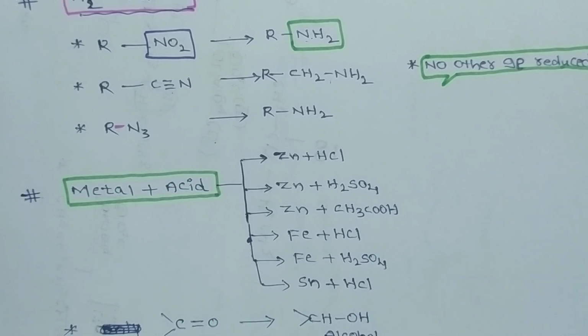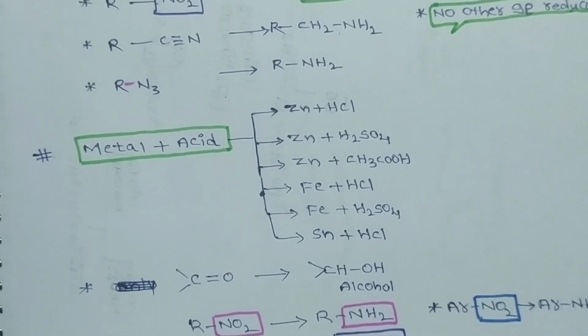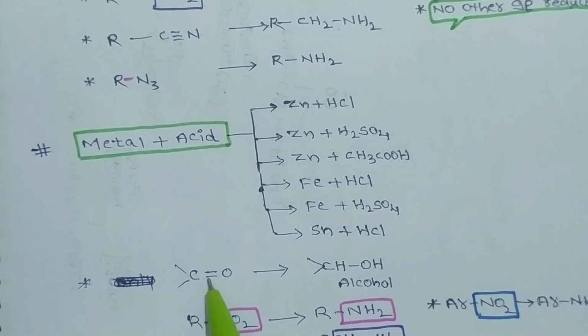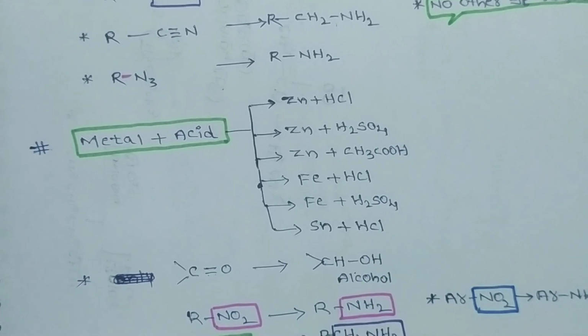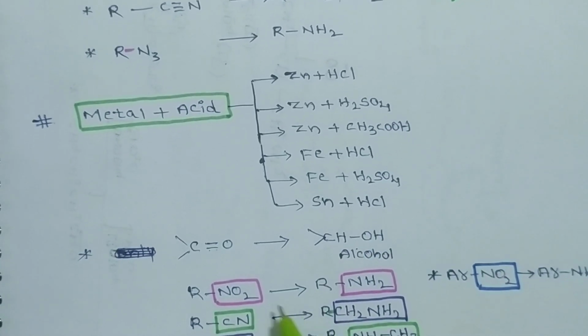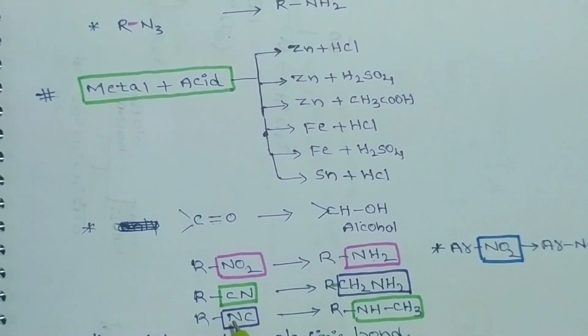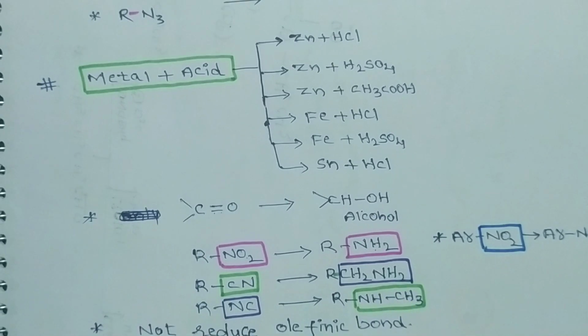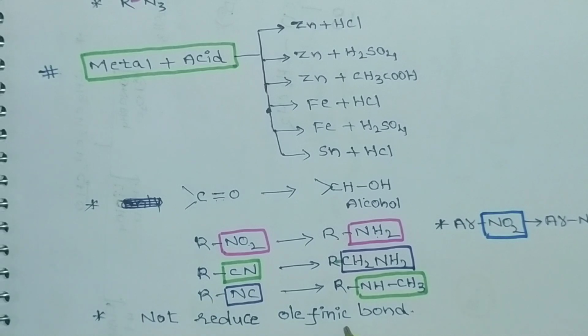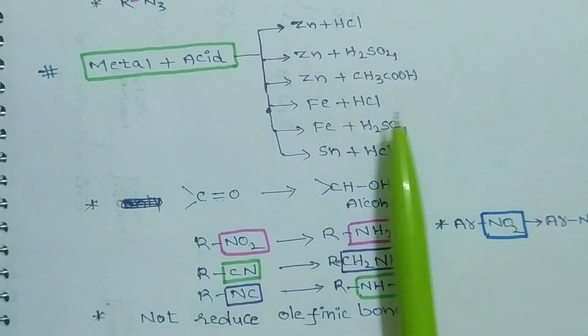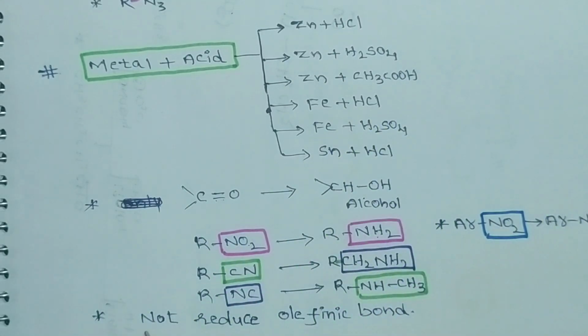Now these metal acid groups are converting carbonyl compounds into alcohols. Nitro compounds are converting into amines. Cyanides are converting into primary amines. Isocyanides are converting into secondary amines. Now these metal acids cannot reduce carbon-carbon double bond or carbon-carbon triple bond.